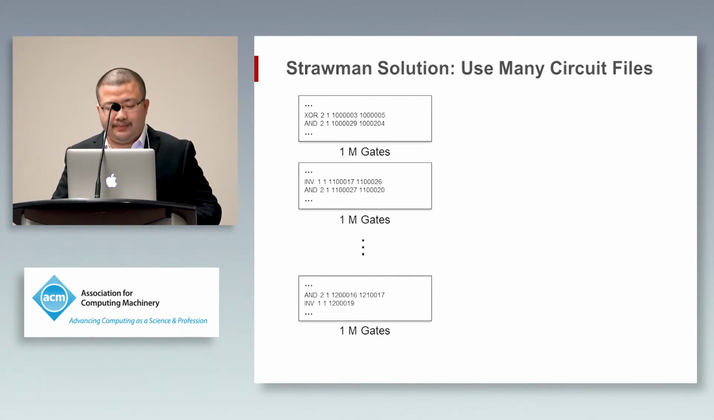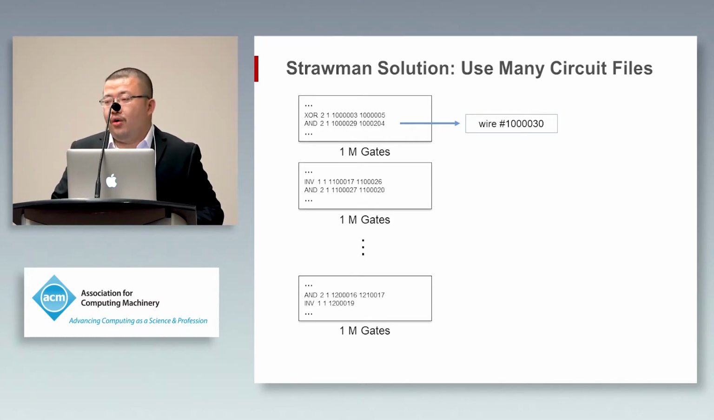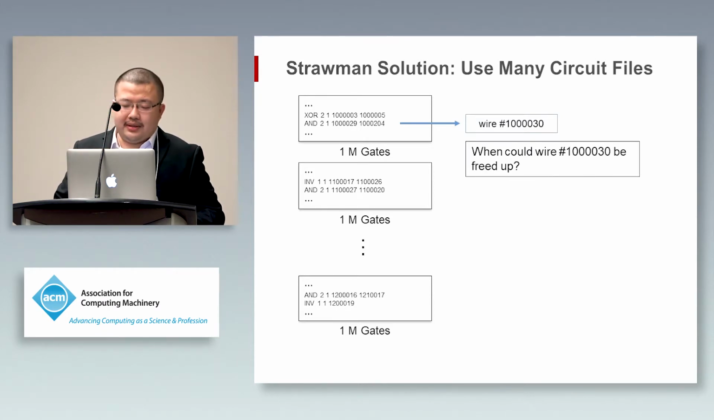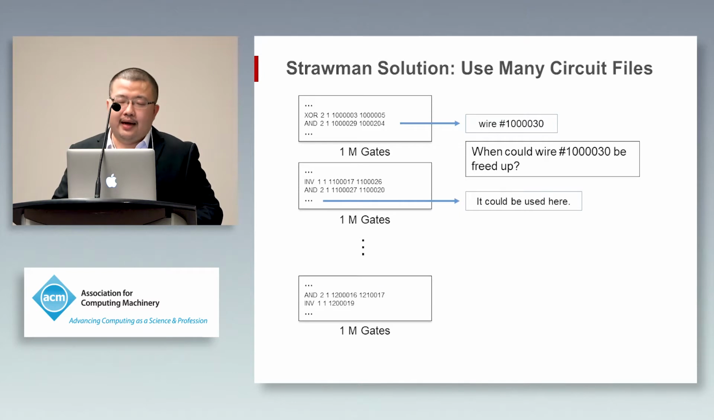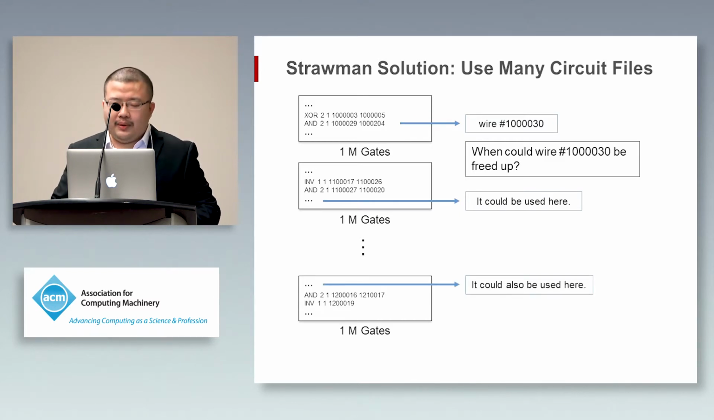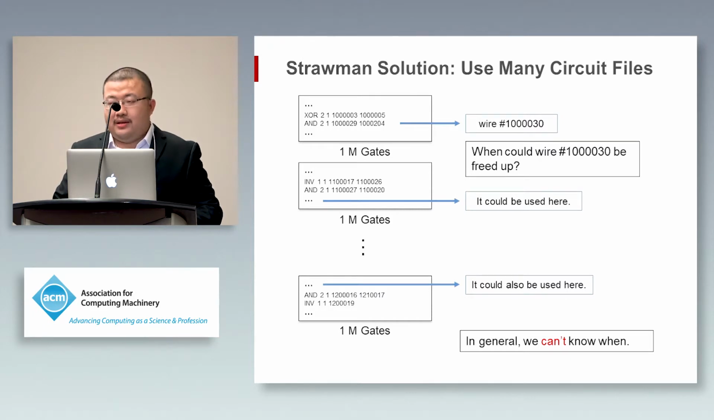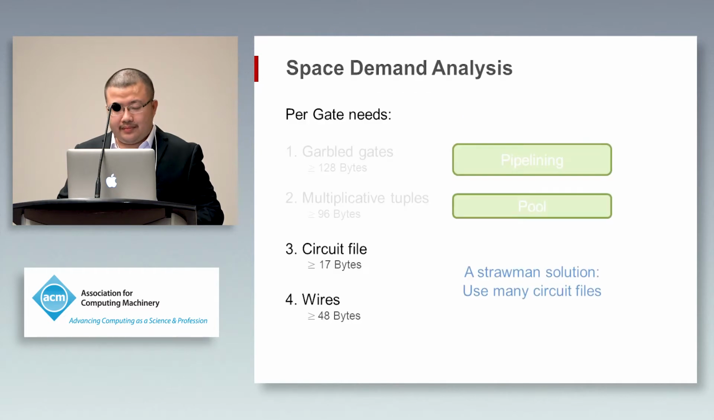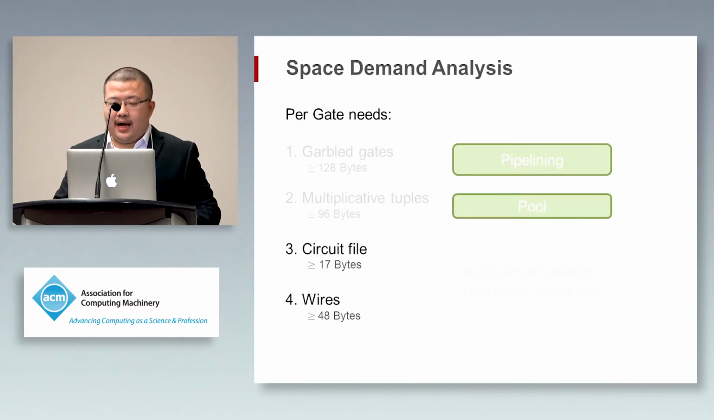There's a serious issue. Suppose this AND gate produced a wire, number 1,030,000. The question is, when do you free this wire? Well, that depends on when the last use of this wire is. It can be used here or here. We don't know. In general, it's hard to answer this question, so we can't safely free this wire. This unfreed wire will eventually eat up the entire space budget. The circuit file attempt doesn't work out.